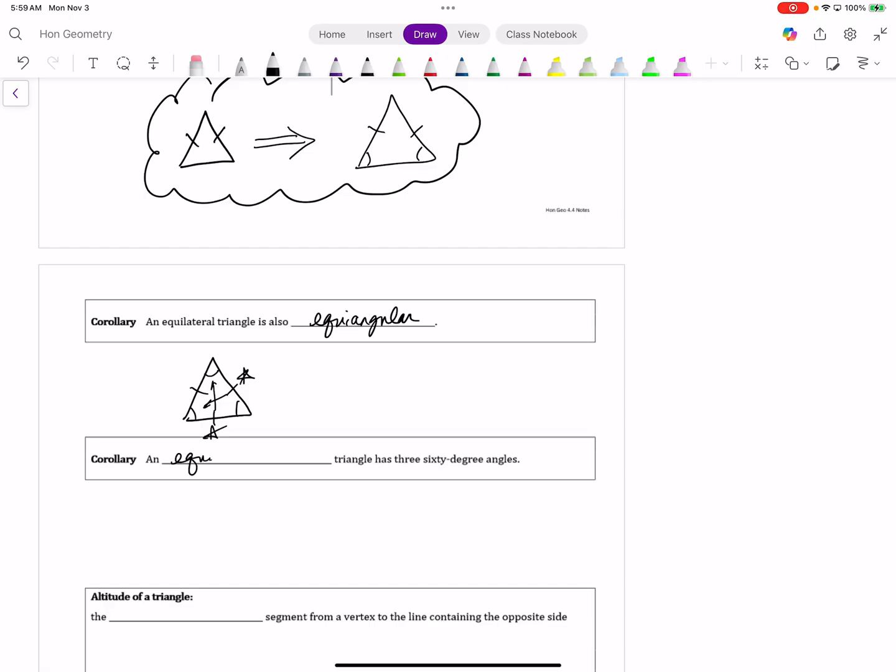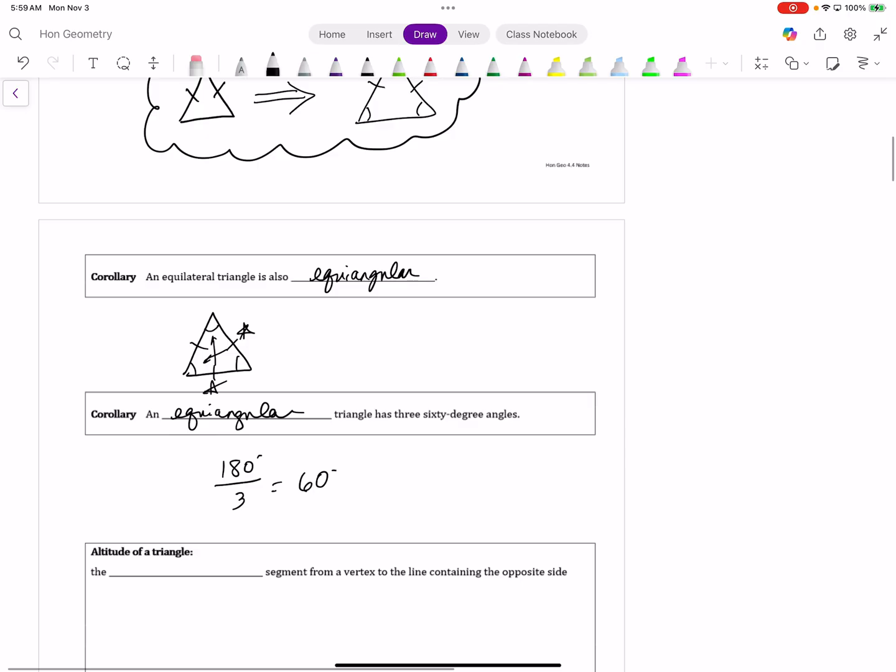that an equiangular triangle has three 60-degree angles, because you've already shown in the last corollary that they're all congruent, and we already know there's 180 degrees as the sum of the interior angles of a triangle. Then each one of them has to be 60 degrees.